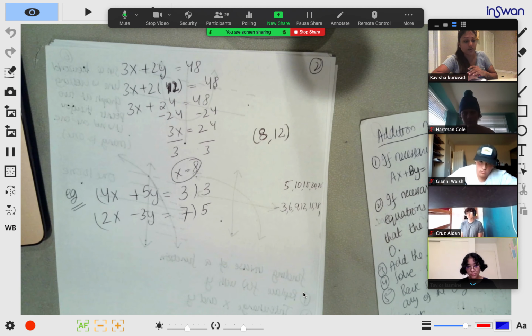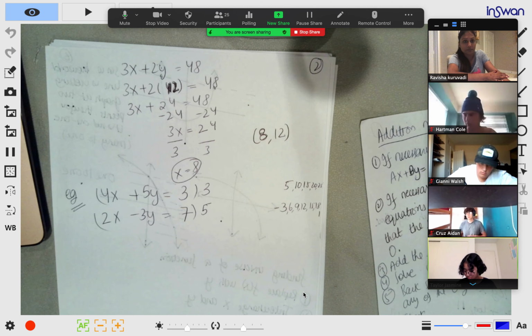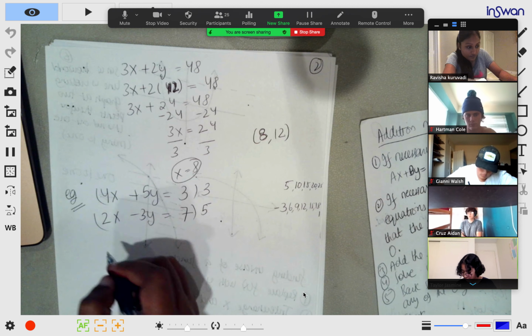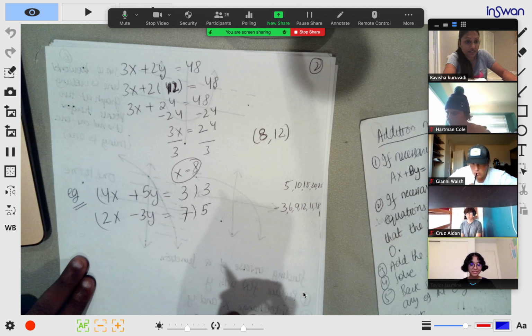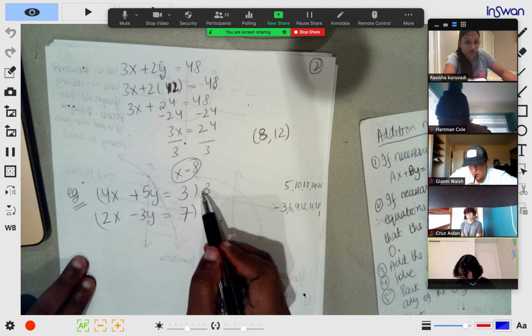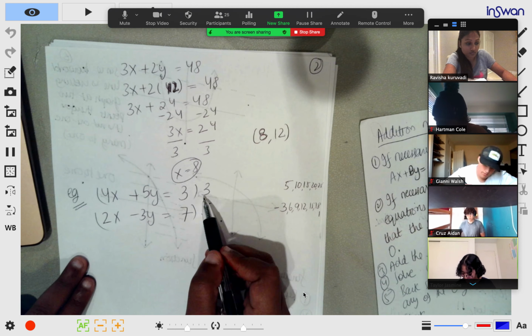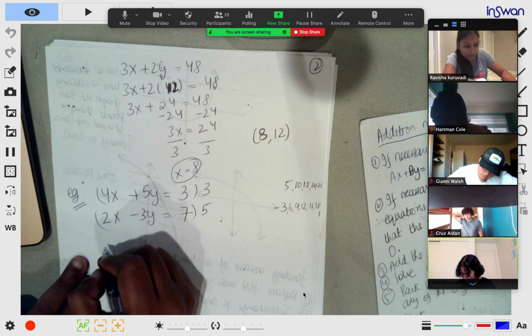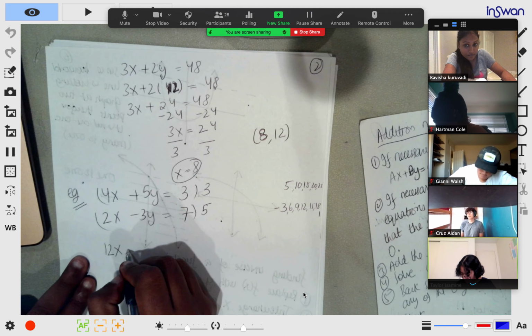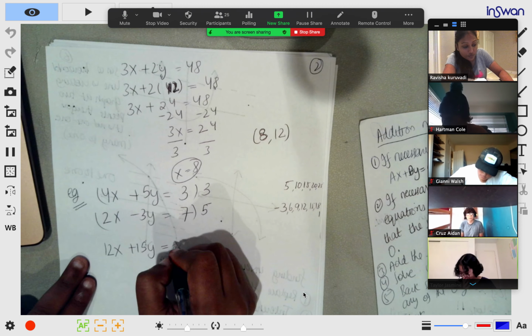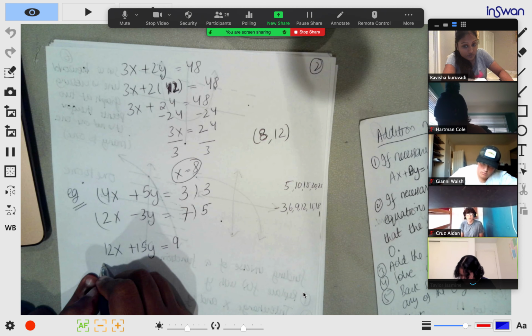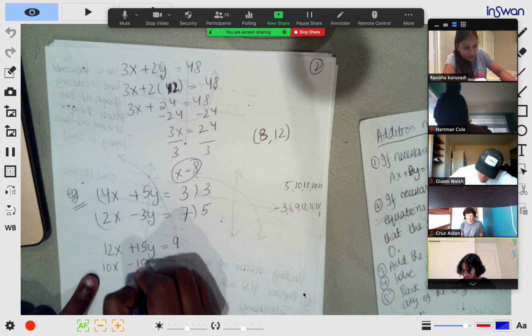Now can you multiply the first row and tell me what it becomes? -12x. No, it's just 3, not -3. So this is 12x plus 15y is equal to 9. Correct. What about the second row? 10x minus 15y equals 35.